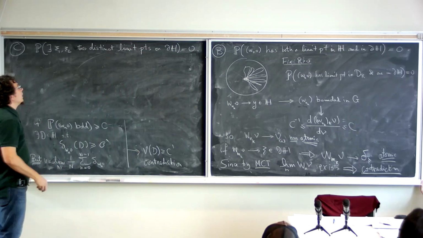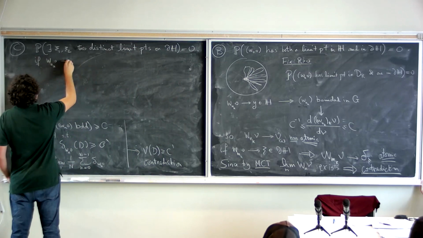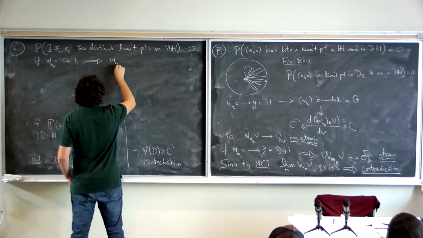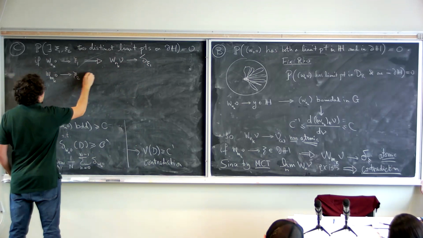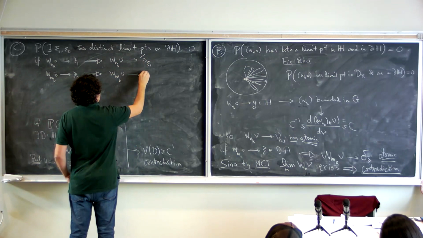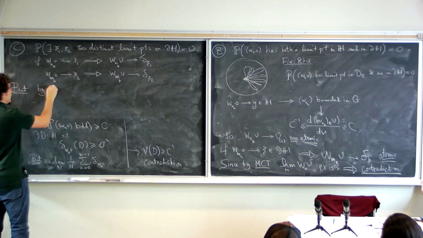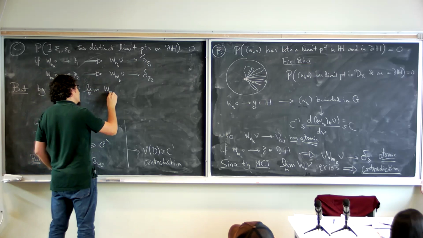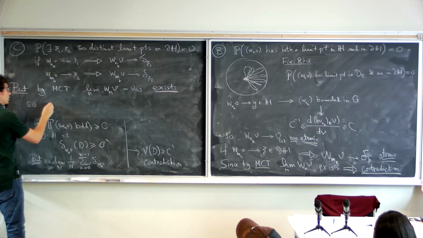Well, if W_{n_k} O goes to xi_1, then we saw that W_{n_k} nu goes to delta xi_1. And if W_{m_k} O goes to xi_2, then we saw that W_{m_k} nu goes to delta xi_2. So far, so good. But again, by the Martingale convergence theorem, the limit over the whole sequence exists. So you have to have delta xi_1 equals delta xi_2, which of course implies xi_1 equals xi_2.